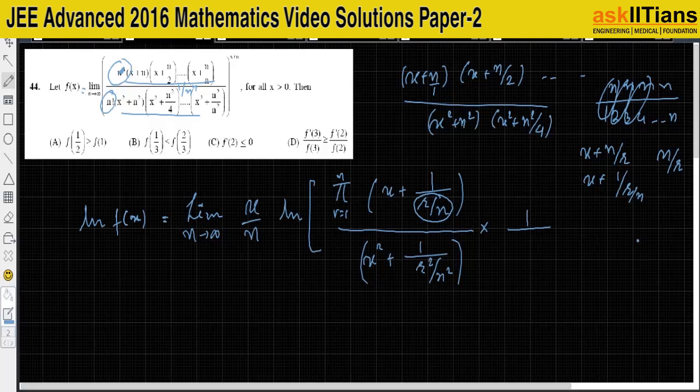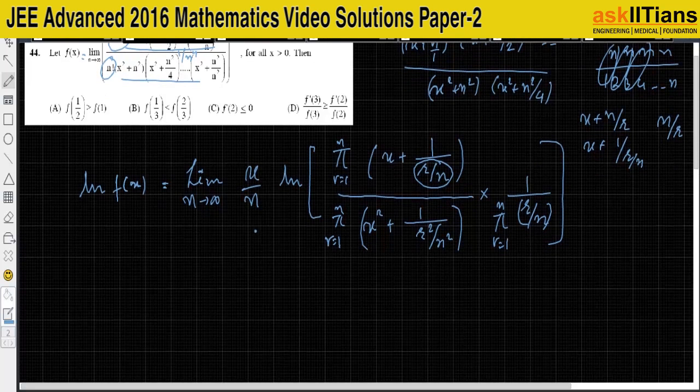So this is nothing but n by r. Again the same quantity I am writing as 1 by r by n, and we can apply pi here, because it is a product. So r will go from 1 to n. Here also r will go from 1 to n. So this entire thing is a product, right? So if I take ln, it will get converted to sigma.